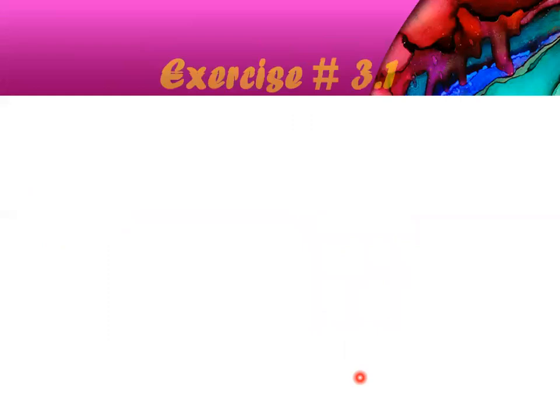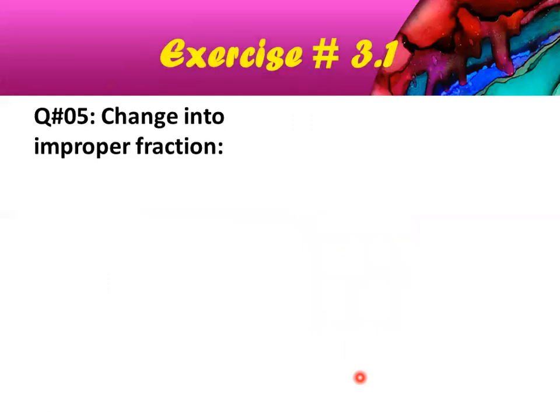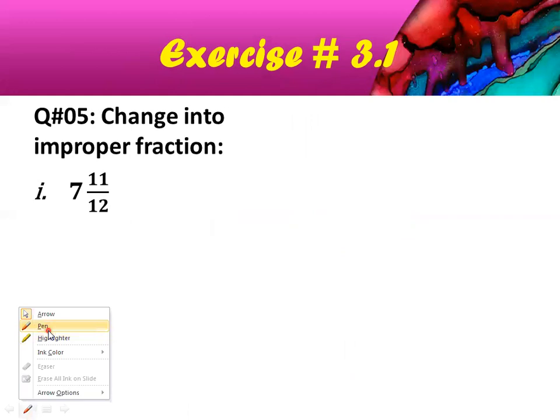Now move on to question number 4. What you have to do in question number 4 is change into improper fraction, which is very simple. Now this is the mixed fraction and you have to convert it into improper fraction. When you are going to convert it, you will multiply this 12 by 7, and then the answer will be added.